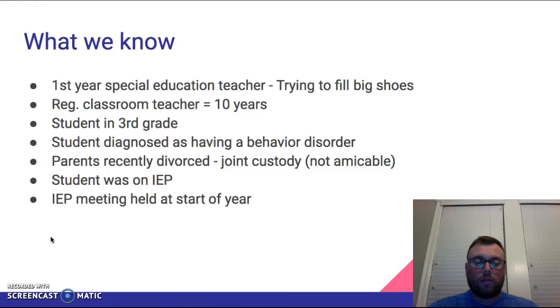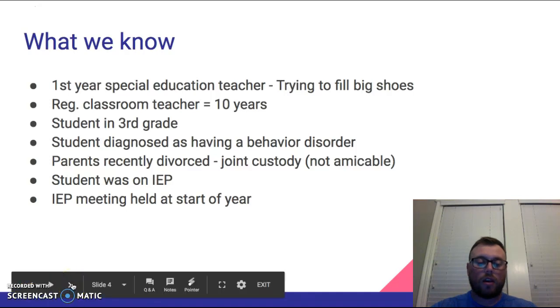The student in question is in third grade. The student has been diagnosed as having a behavior disorder. The parents recently were divorced. They do have joint custody, although it's not amicable. Not too good of a situation there. The student is on an IEP. An IEP meeting was held at the start of the year to go over the accommodations.